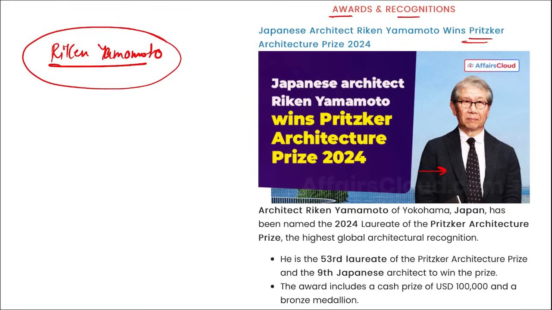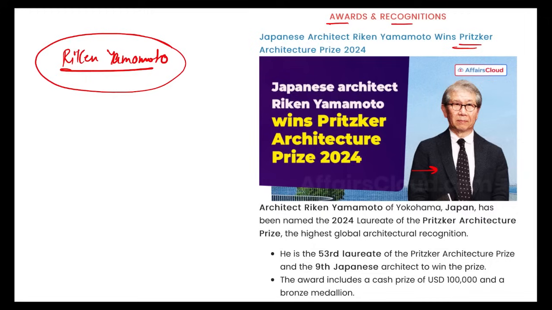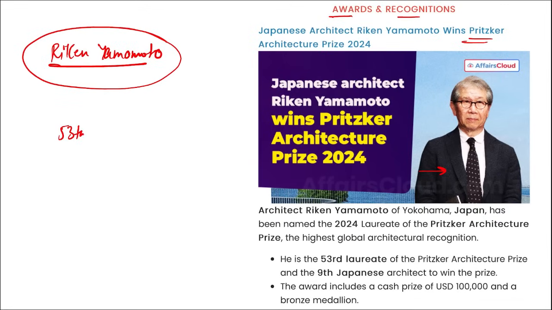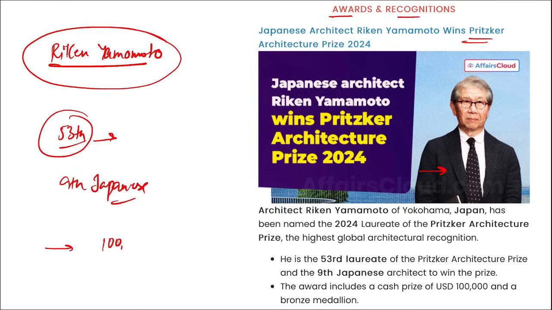And I just mentioned this Pritzker Prize is given in the field of architecture, and this is the highest global architectural recognition given to any architect. And he will be the 53rd laureate of the Pritzker Architecture Prize and 9th Japanese architect to win this prize. This award will include a 100,000 US dollar and a bronze medallion.